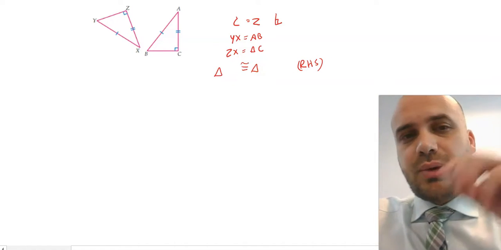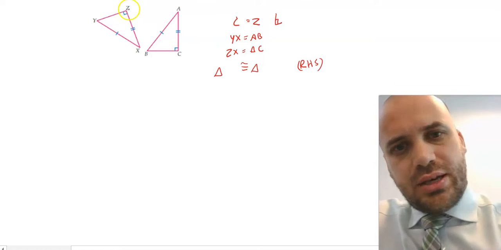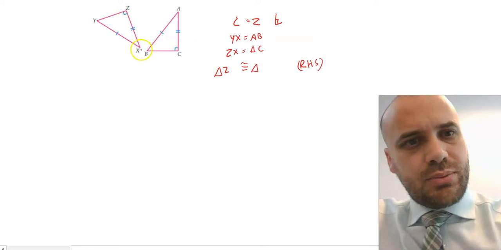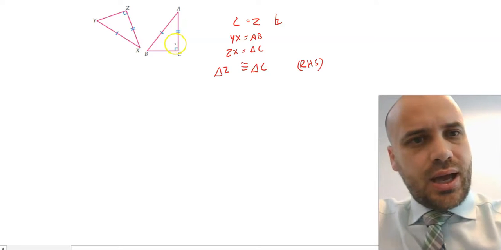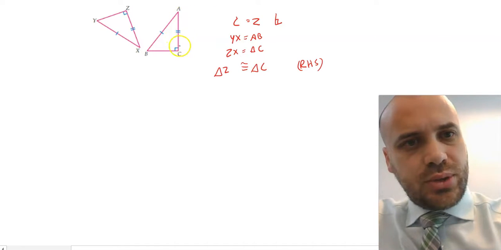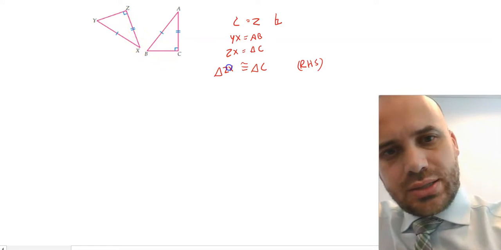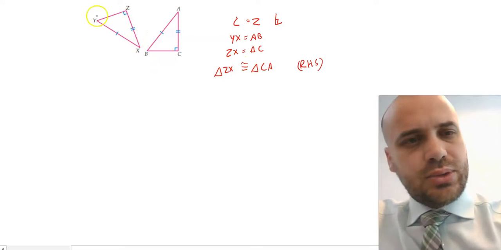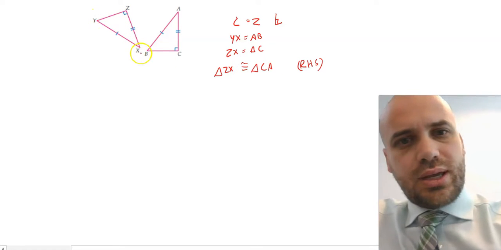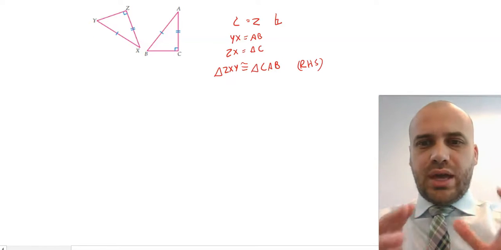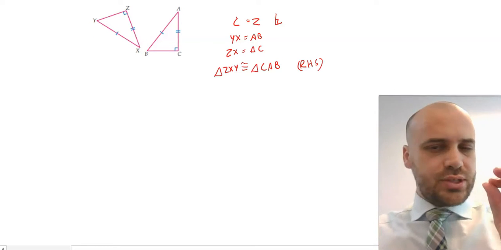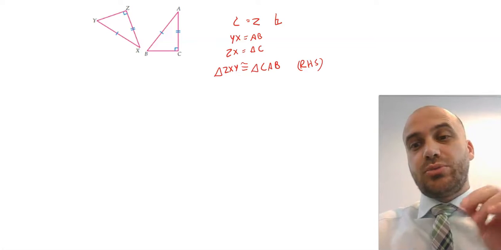So RHS is going to be my reason, and the triangles are going to be congruent. I'm going to do this a different way this time. Right angle Z matches up with right angle C. A is on the end of the 201, so X is on the end of the 201, so X and A. And what's left over is Y and B. Okay, those are 4 examples of the 4 tests of congruence in action.